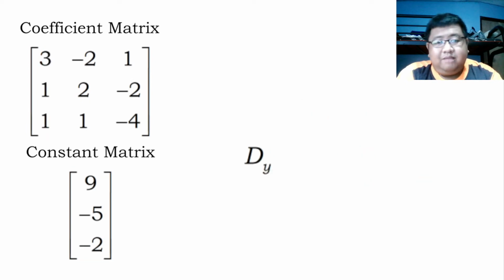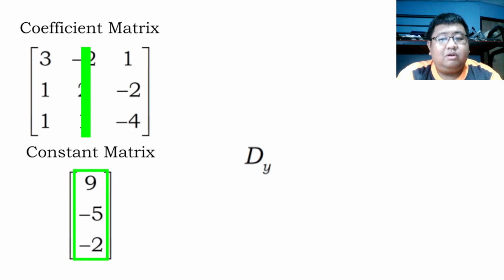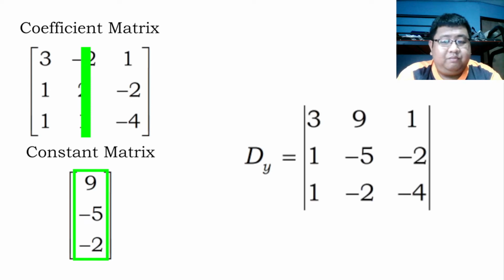For dy, it's the second column you're going to replace with the constant matrix. And so your dy would look like this. So the 3, 1, 1 are still there. It's the second column that is now replaced with 9, negative 5, negative 2. The third column remains at 1, negative 2, negative 4.